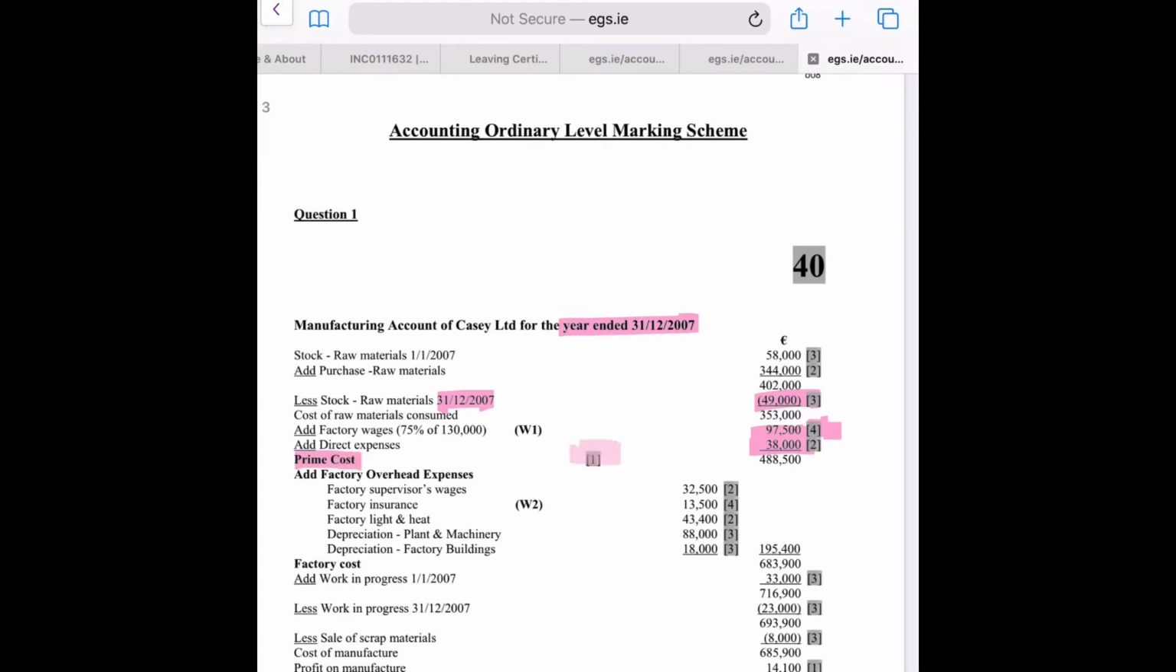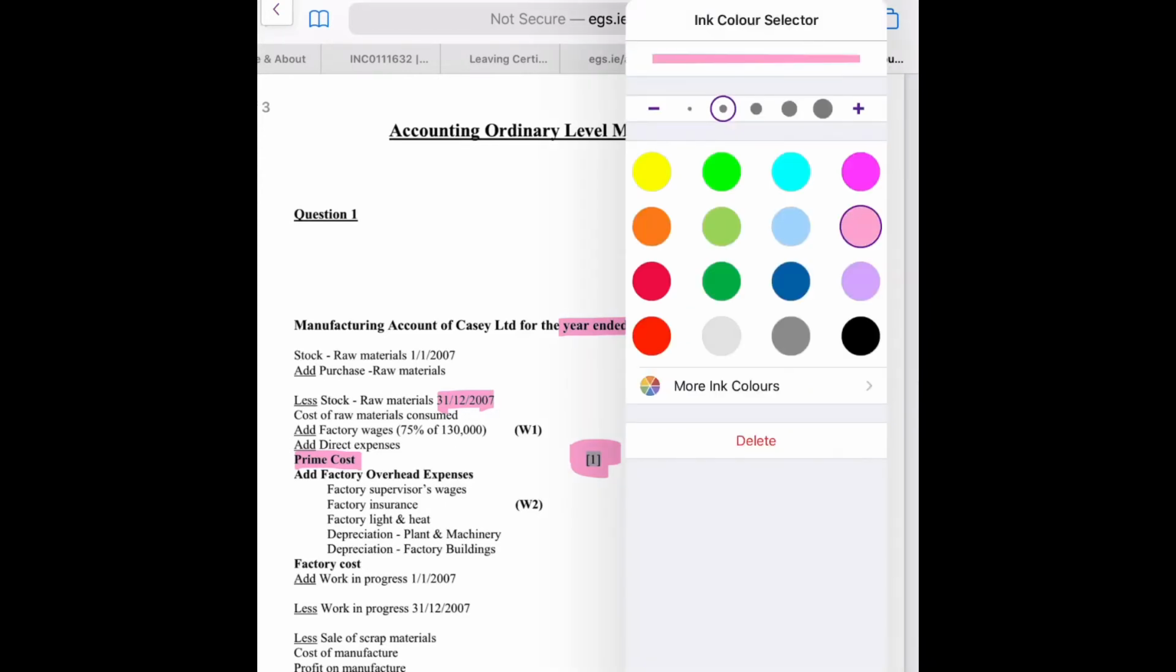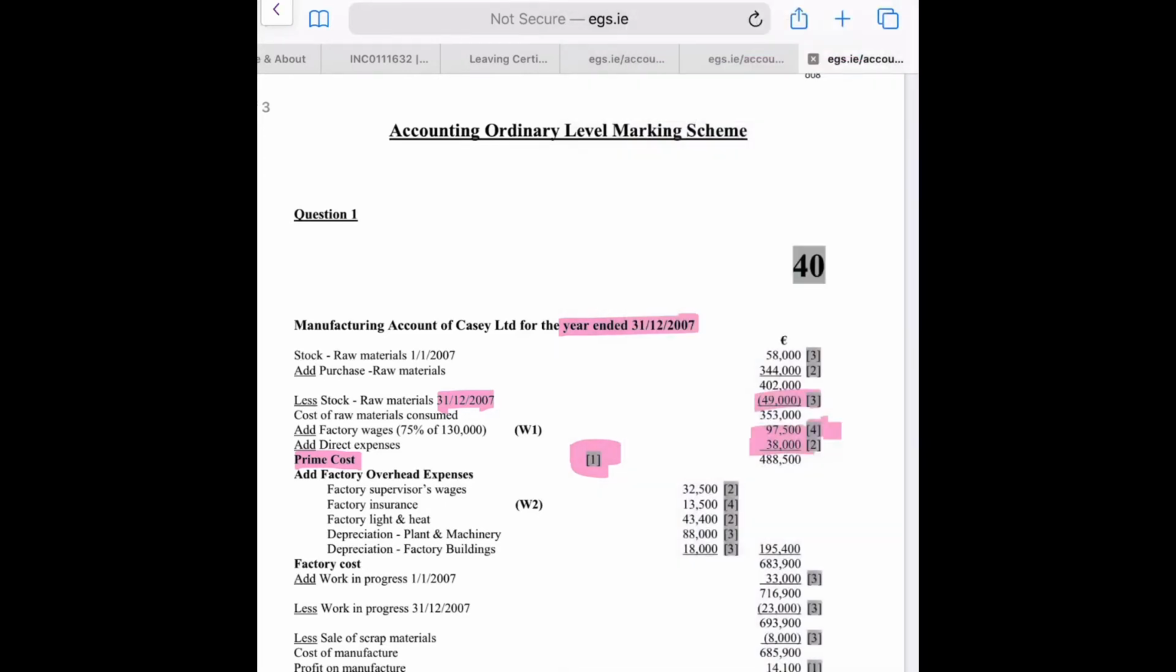prime cost, and you're getting 1 mark for actually stating that's your prime cost. Okay, so make sure that you've got that word in there, prime cost. So the prime cost is your total of all of the direct costs.